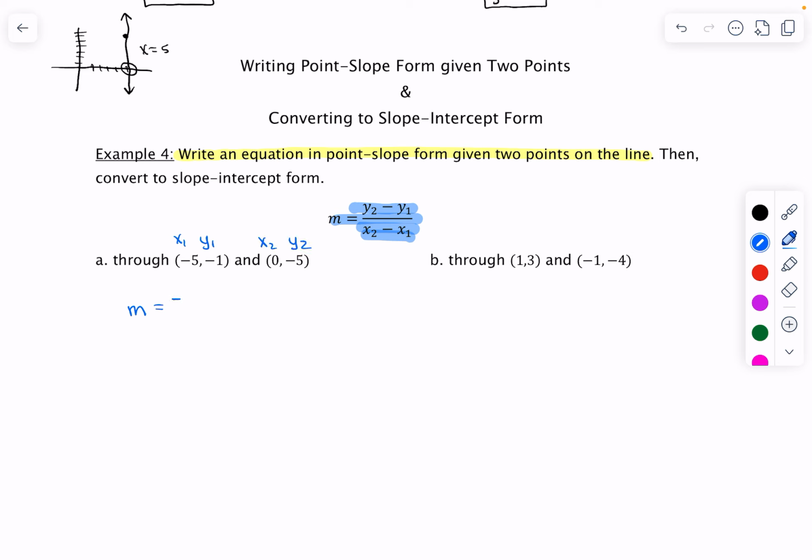Find my slope. So it's going to be -5 minus -1 over 0 minus -5. Then when I simplify this, these become positive, and I end up getting -4 over. These also become positive on the bottom, and I have a slope of -4/5. Now that I have my slope, -4/5, and I have 2 points, I can write my equation in point slope form. It does not matter which point you pick. I usually always pick that first point, but you can pick either point.